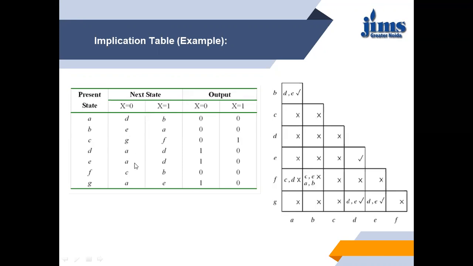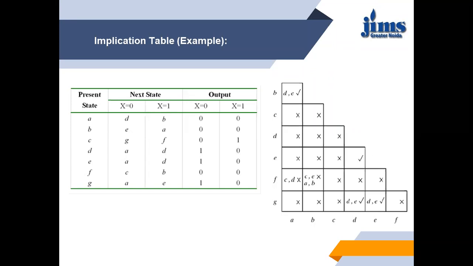In the first column C comma E, in the next column A and B. If A equals to B and C equals to E, so we write it like C comma E and A comma B. And again in this way we complete the table. So here you can see that when we are checking D and E, here is both A, here is D, and the output is same, so we have put a right, means these states can be okay.